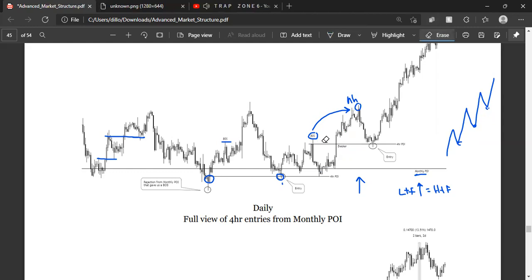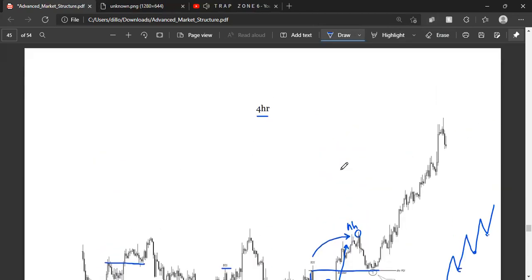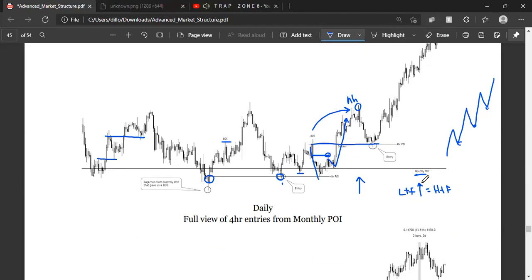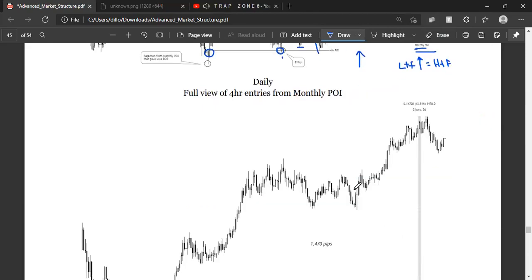And ultimately, price went higher. So you see that failed order block, it gets broken through, comes back, gets retested, liquidity gets captured here. Beautiful setup from the 4-hour structure on a monthly point of interest.